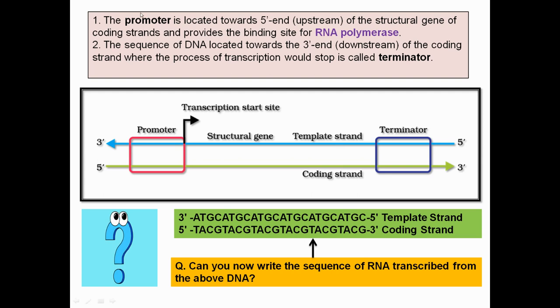So here the promoter is located towards 5 prime and that is upstream of the structural gene. You can see both nomenclatures, that is promoter and terminator region, are according to the coding strand. Okay, according to the coding strand. The polarity of the coding strand is going to determine the site, that is promoter as well as terminator. The promoter is located towards 5 prime and upstream of the structural gene of the coding strand. This is a very, very important point. The nomenclature about promoter and terminator is according to the coding strand, and the promoter provides a binding site for RNA polymerase. The sequence of DNA located towards 3 prime and downstream of the coding strand, where the process of transcription will stop, is referred to as the terminator region.